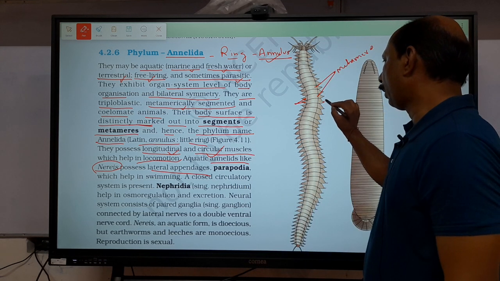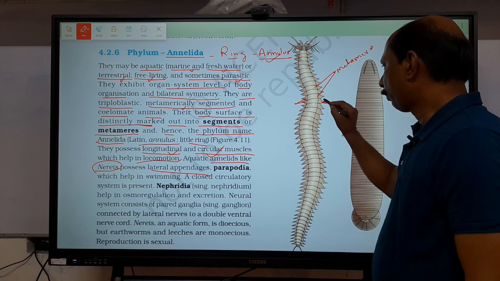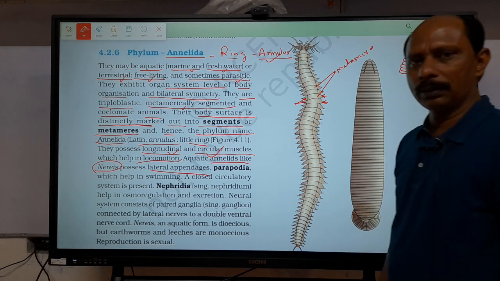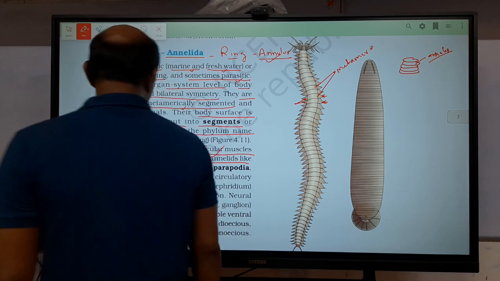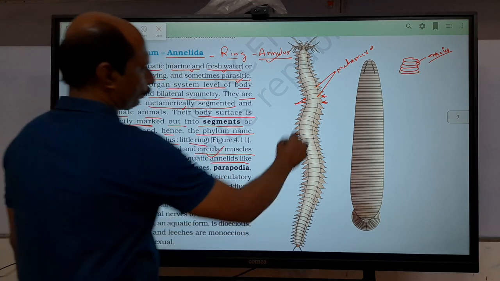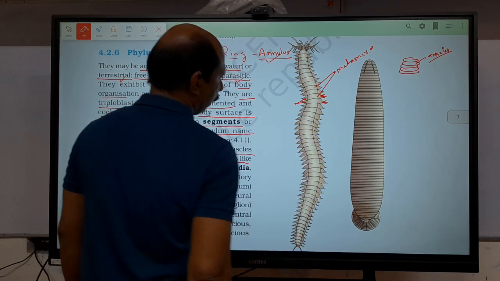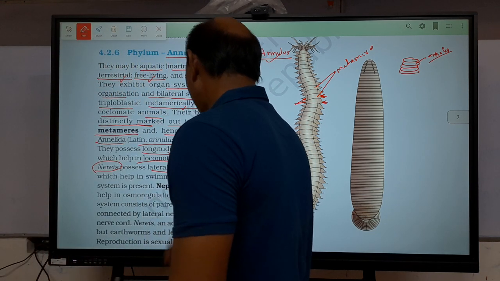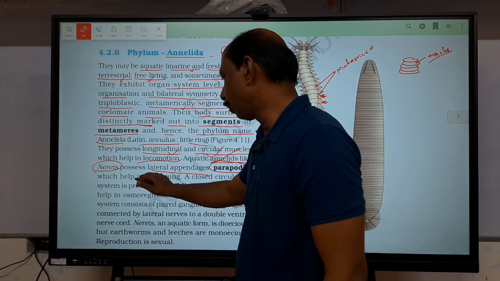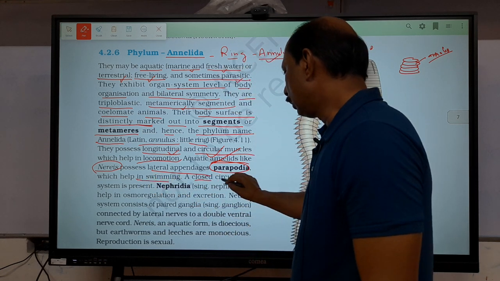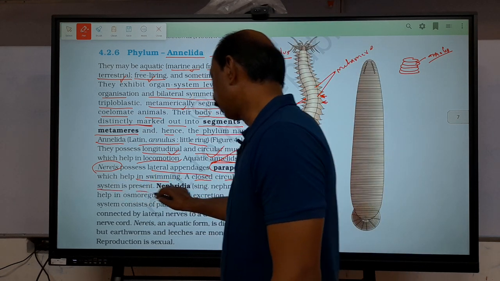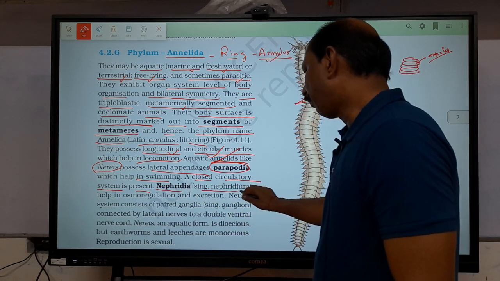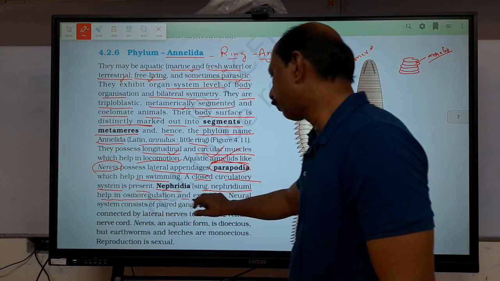They also have chitinous scales, which look like their legs or look like their bones. They are not a skeleton, but these chitin threads form a skeleton here. These are called parapodia. Podia means legs, right? Which help in swimming. A closed circulatory system is present here. Nephridia, singular nephridium, help in osmoregulation as well as excretion.